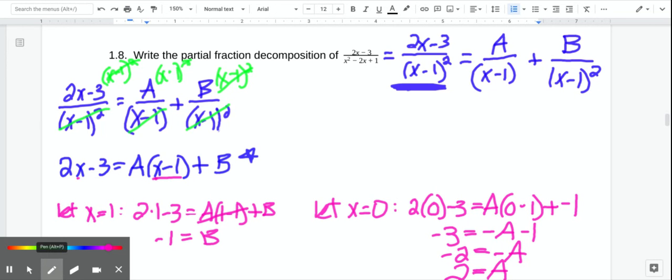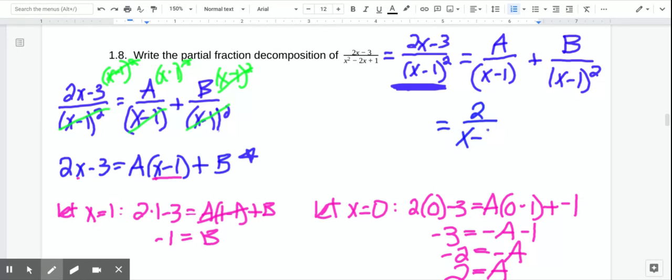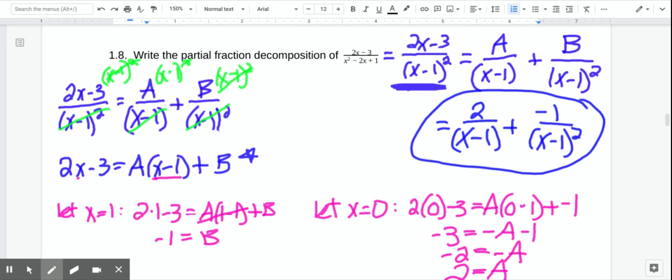And that's the answer. Now we know what the answer is. So we'll come back up here and rewrite it. A is 2, so we have 2 over x minus 1 plus B is negative 1 over x minus 1 squared. And that is our partial fraction decomposition.